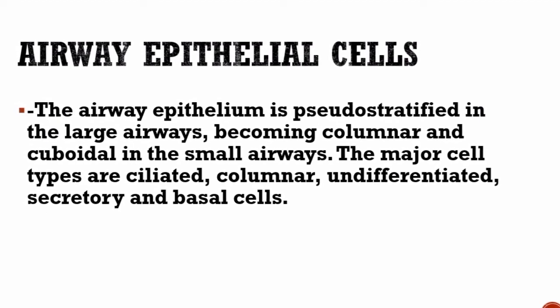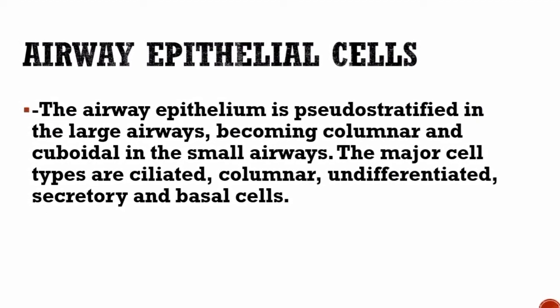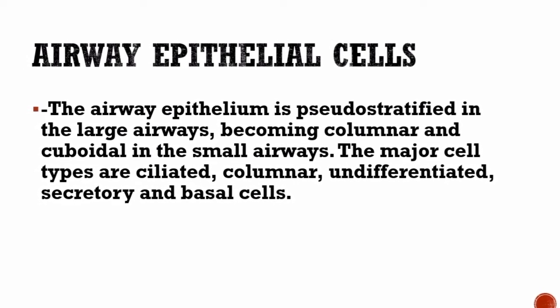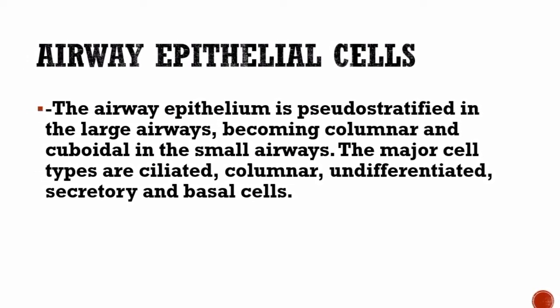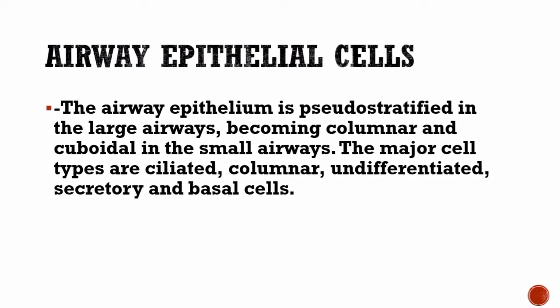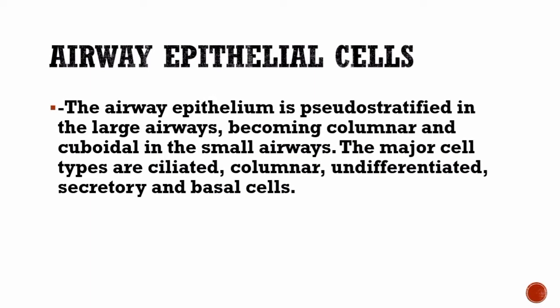Airway epithelial cells. The airway epithelium is pseudostratified in the large airways, becoming columnar and cuboidal in the small airways. The major cell types are ciliated, columnar, undifferentiated, secretory, and basal cells.